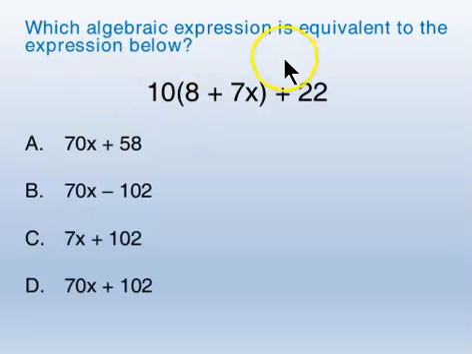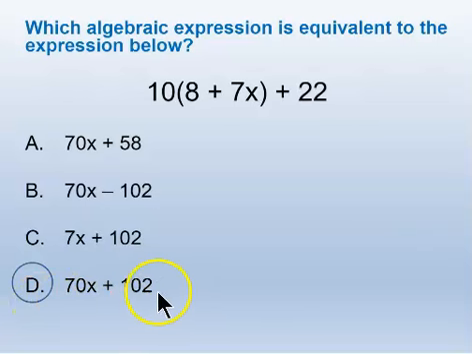Let's try this one. Which algebraic expression is equivalent to the expression below? So pause the video, see if you can combine like terms and come up with the answer. The answer is D, and it makes sense because I'm distributing, that's 80 plus 22, which gives me 102. Hopefully you got that.